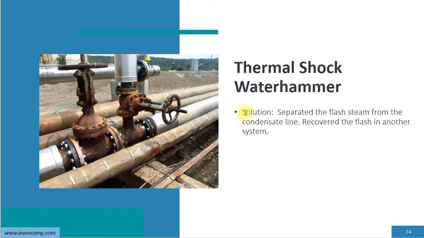Now, the solution basically was separating the flash from the condensate line. So upstream up here, we separated the flash off and then brought the liquid down into the line. So that way we got the velocities under 4,500 feet per minute. But the other thing is we recovered the flash steam downstream in a flash vessel. So it was resolving a Waterhammer, but also we were recovering the flash steam or the energy there and making use of it.